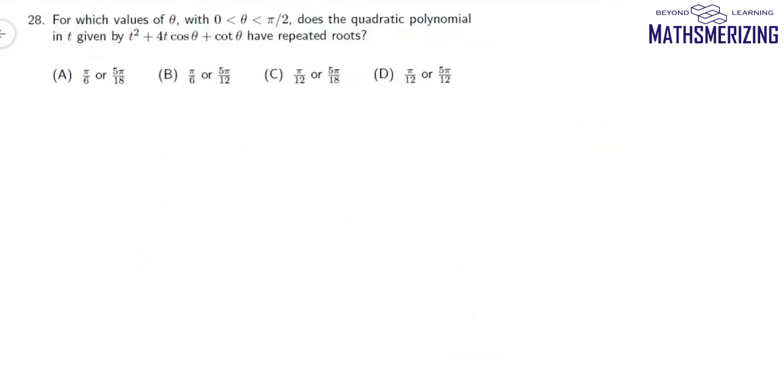Now question number 28, it says, for what values of theta between 0 and pi by 2 does this quadratic polynomial have repeated roots? Now the condition for repeated roots is that the value of D should be 0. So here I'll get 16 cos square theta minus 4 cot theta. It should be 0.